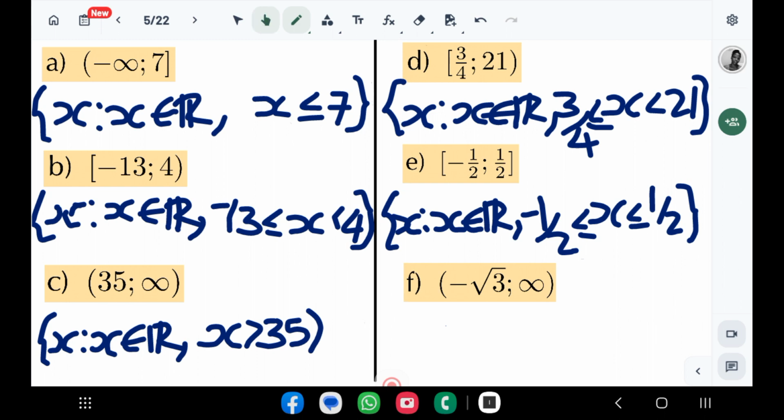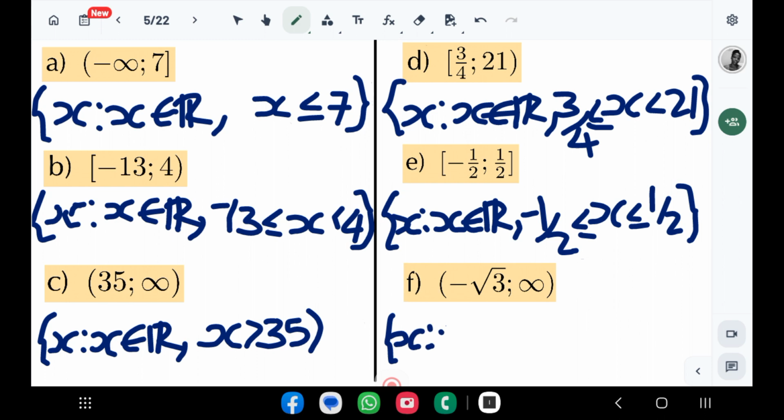Last one, your number is between negative square root of 3 and infinity, meaning that all numbers greater than negative square root of 3, not including infinity because we have a round bracket. So this is how you represent it.